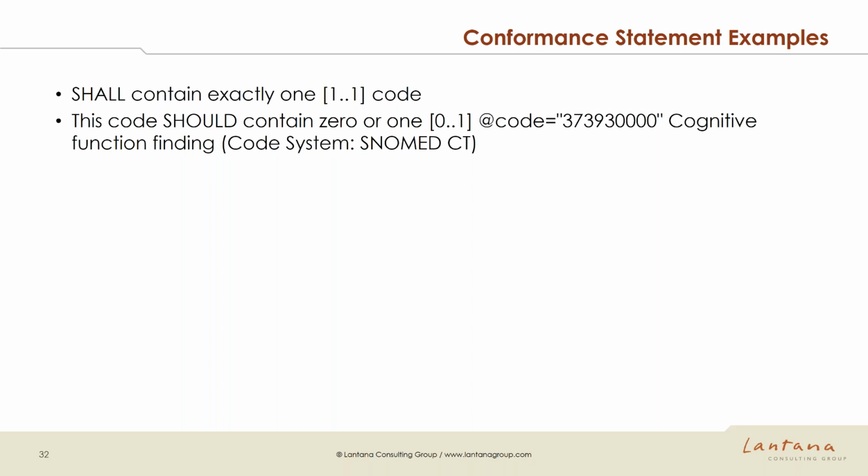The second one does a vocabulary binding. This one says that this code should contain 0 or 1 code attributes. That's basically a SNOMED code in this case for a cognitive function finding. By using the keyword should, this means that if you don't happen to use that particular code, it would generate a warning when you do validation. The previous bullet above has the word shall in it. So anything that is a shall constraint, if you were to validate this, it would actually generate an error if you were missing that code.